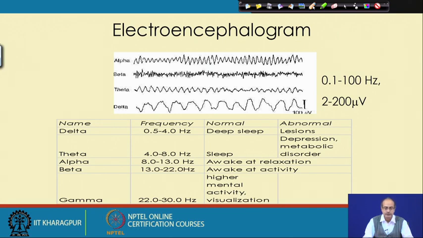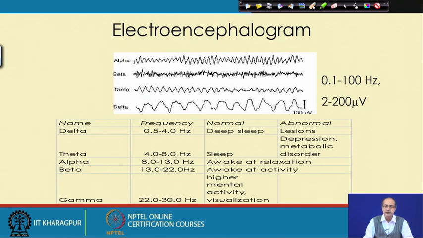Depending on that we define bands of frequencies. The lowest band, 0.5 to 4 hertz, is for delta, then 4 to 8 hertz is for theta, and alpha starts from 8 hertz and ends at 13 hertz. Then beta starts from 13 and ends at 22 hertz, and gamma starts from 22 and goes up to 30 hertz.